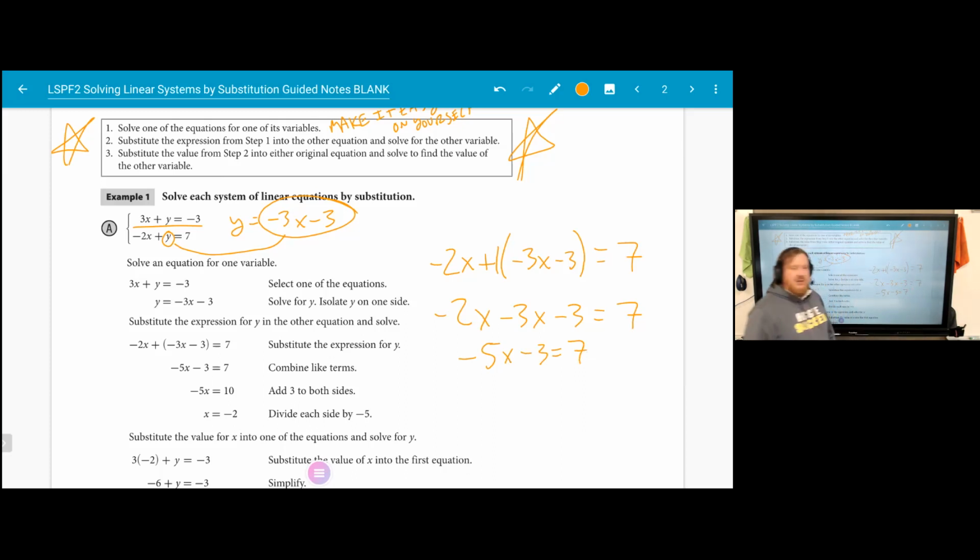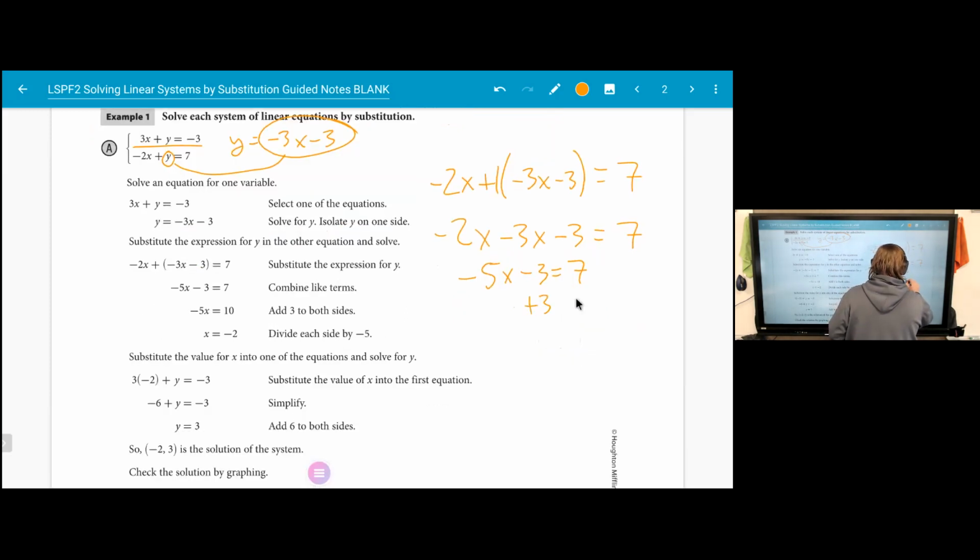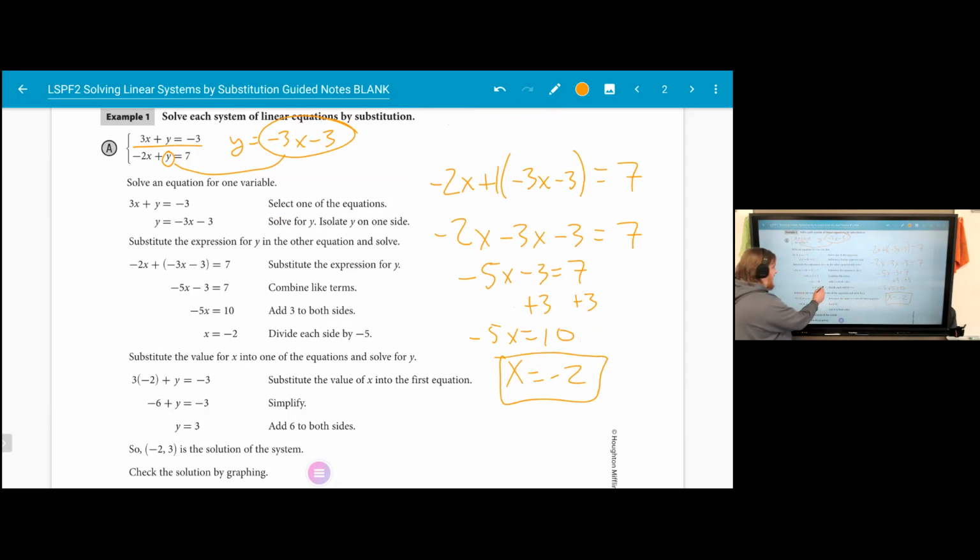Now I've just got your run-of-the-mill two-step equation. Add 3 to both sides. I have negative 5x equals 10. Divide both sides by negative 5. X equals negative 2. Yay, x equals negative 2, just like they got. Fantastic, we're done. No, not really.